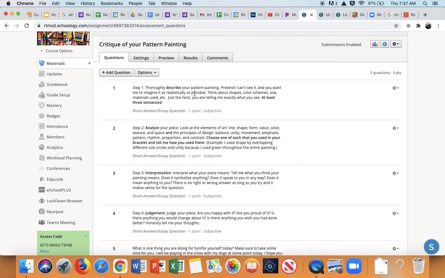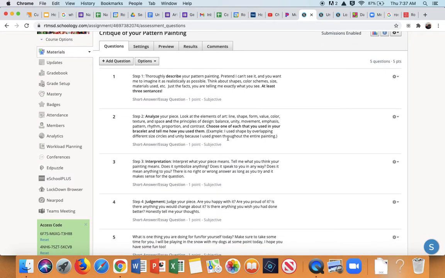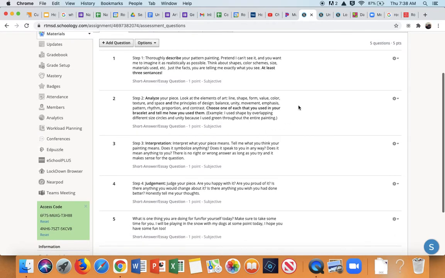So the first step is to describe your pattern painting. Remember, you're just listing the facts. The second step is to analyze it. I listed the elements and principles here. Choose one of each that you think you used and tell me how. Don't just say I used color, period, and that's it.